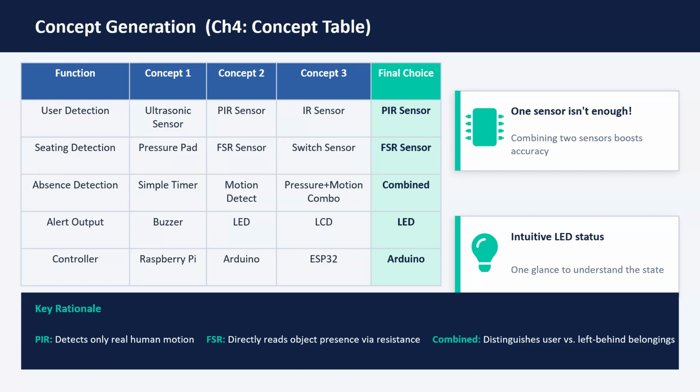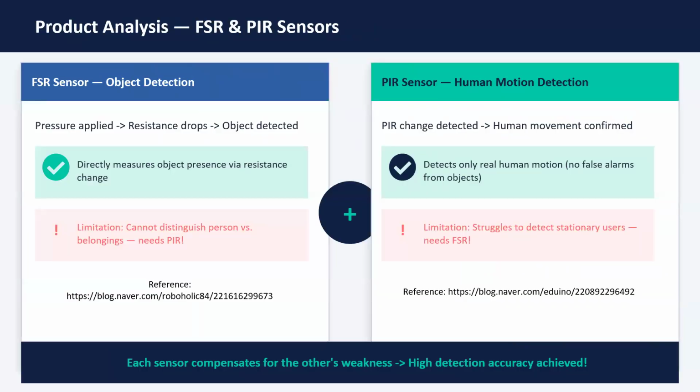As a result, we concluded that the optimal solution was to combine a PIR sensor, which precisely detects human movement, with an FSR sensor, which sensitively measures the weight of objects, using an Arduino board. For the warning system, we selected a visually intuitive LED indicator instead of a buzzer, considering the noisy environment of our library. Here comes the most important engineering design idea of our project.